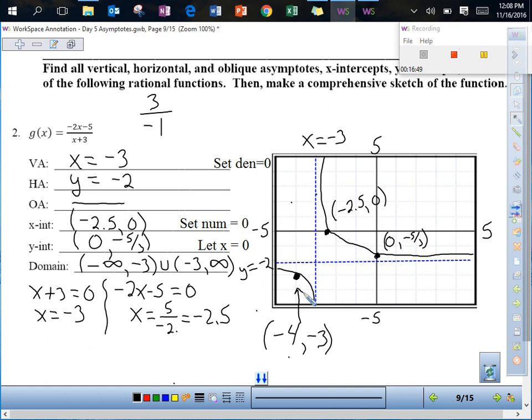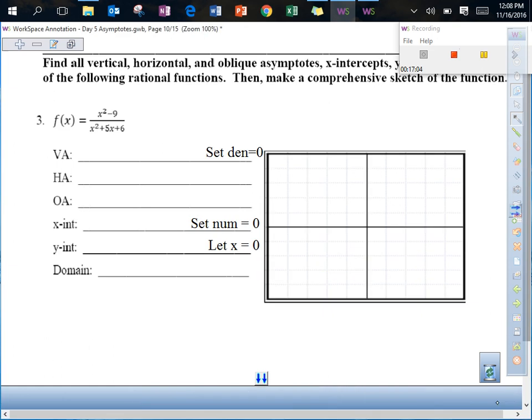I won't graph all of these guys just because of the length of the video, but there's the two easiest ones so far. Make sure that you understand these things right here, because we're going to use them over and over and over. Now, jump over to number 3. Number 3 changes the game just a little bit. Notice that there's squares in there.